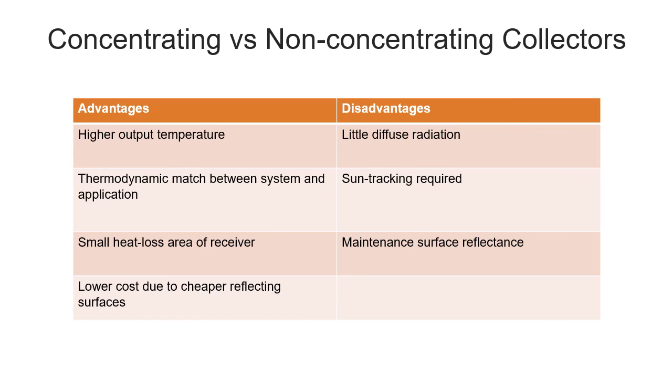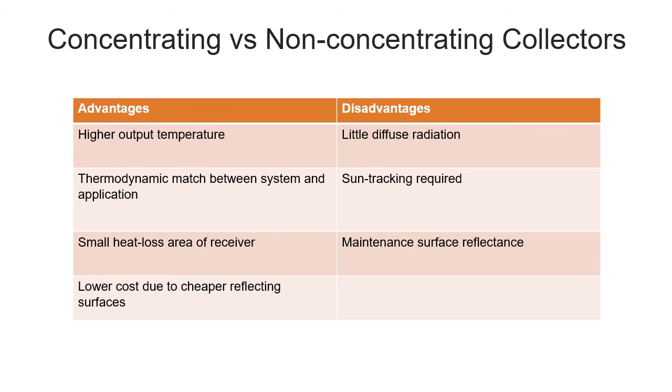Lastly, we look at the differences between concentrating and non-concentrating collectors. The advantage of concentrating collectors include a higher output temperature, which is used for the production of electricity. These temperatures allow for the heat transfer fluid in the solar thermal system to have a thermodynamic match with the turbines being used in solar thermal power plants. Also, the receivers in concentrating collectors allow for lower heat loss compared to absorber plates in FPCs or the heat pipes in ETCs. The cost is also reduced as there are less complex components, which mainly consist of mirrors.